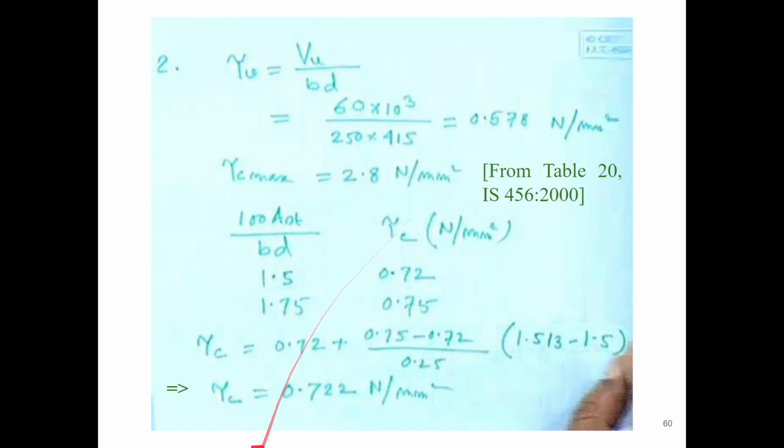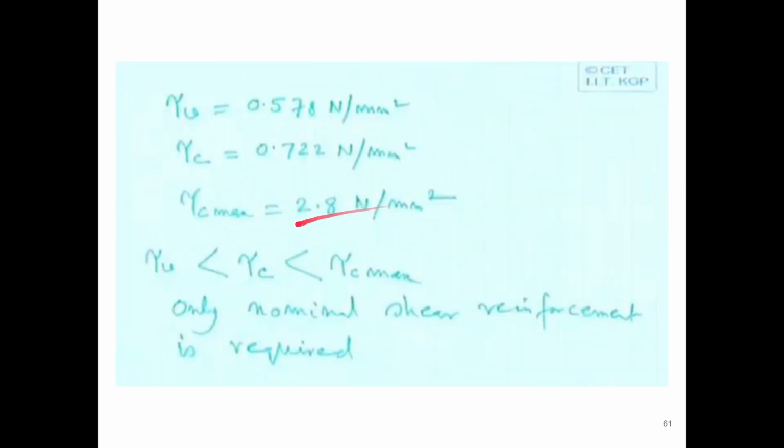Okay, so this is itself more than tau v. So that means we don't actually need stirrups. Okay, but still we have to design for nominal shear. Okay, so as you can see, tau v is less than tau c, less than tau c max. So only nominal shear reinforcement is provided. Okay, actually we don't need, but still we provide the minimum.